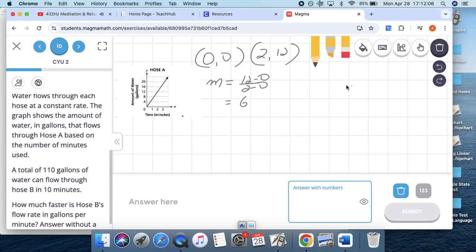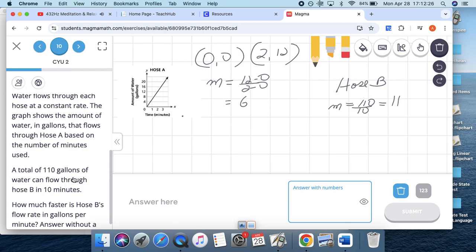Okay. Hose B, it's 110 gallons of water can flow through in 10 minutes. So hose B, if you did the rate of change, would be 110 divided by 10, and that gives us 11. So hose B is, the water flow is 11 gallons per minute.